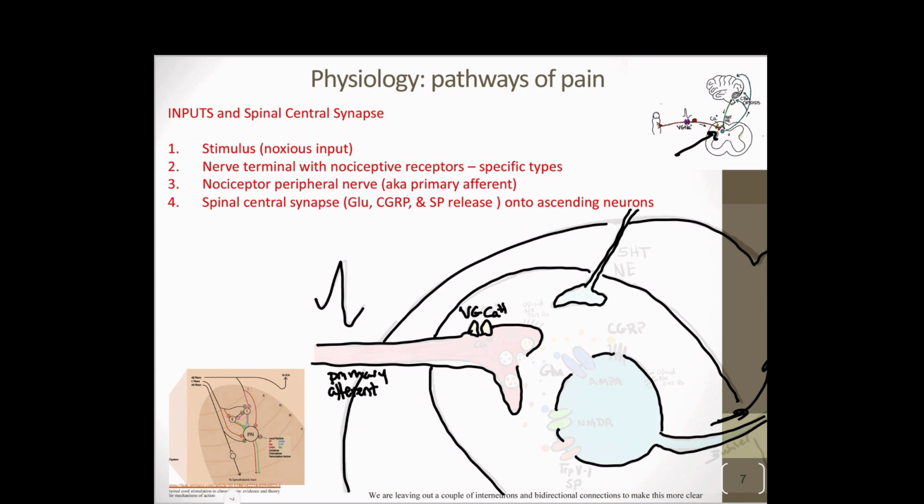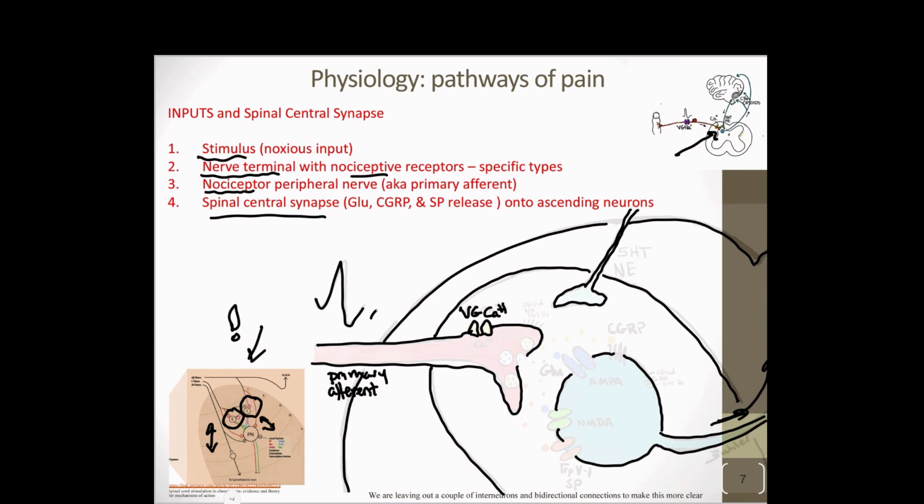So this is a really simplified diagram of that spinal synapse. And you can kind of see here that I am not going into the type of detail that is actually in that synapse. There's some excitatory interneurons. There's inhibitory interneurons. There's a lot of back and forth modulation between the cells, but we're just going to show it as a straight synapse here. So that stimulus came in, we had the nerve terminal with nociceptive receptors in the last slide, we had the peripheral nerve that came in, and now we're going to talk about how that synapse works.